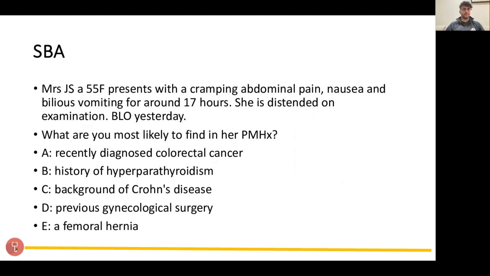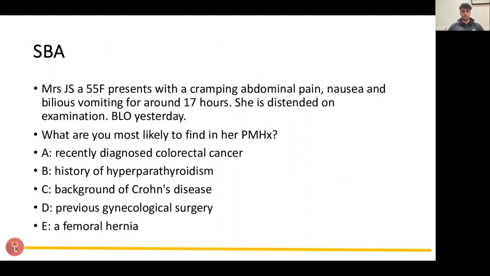Here's another SBA. Mrs. JS, a 55-year-old female, presents with a cramping abdominal pain, nausea, and bilious vomiting for around 17 hours. She is distended on examination. Her bowels last opened yesterday. What are you most likely to find in her past medical history?